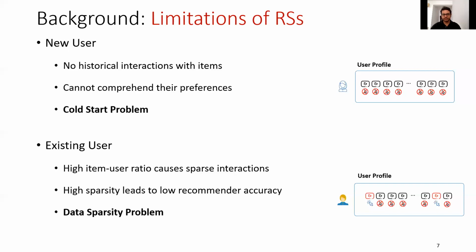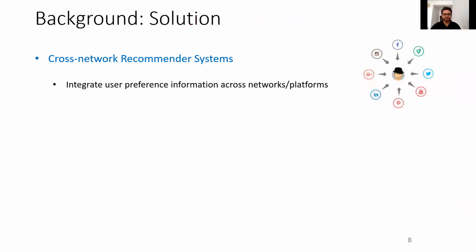Then there are existing users who already have interactions with the items in the application. However, since there is a very high item to user ratio, users cannot possibly interact with a large portion of the items, even if they would like to interact with these items. So the resulting sparse information on their preferences leads to low recommendation quality. This is known as the notorious data sparsity problem. And so it is very clear that we need to develop recommendation systems that are robust against these popular problems.